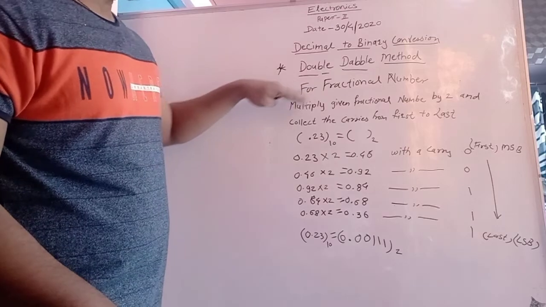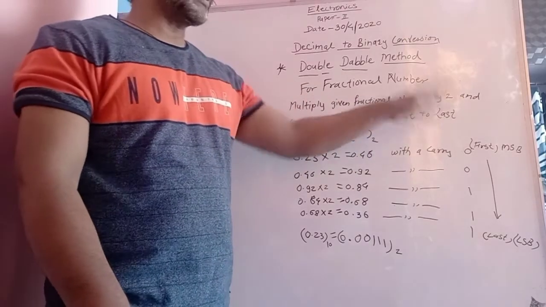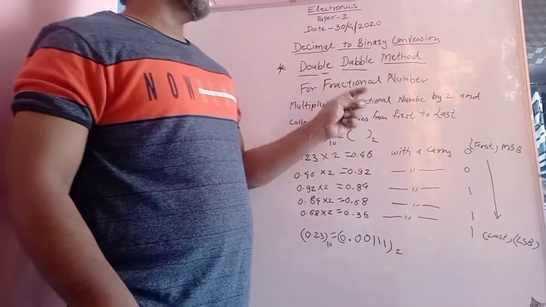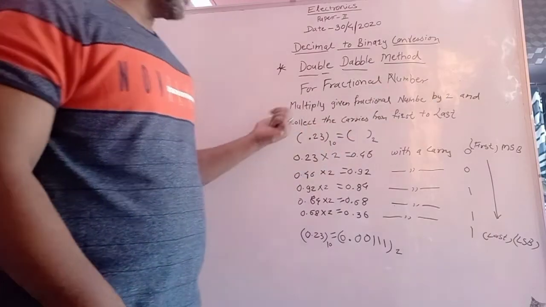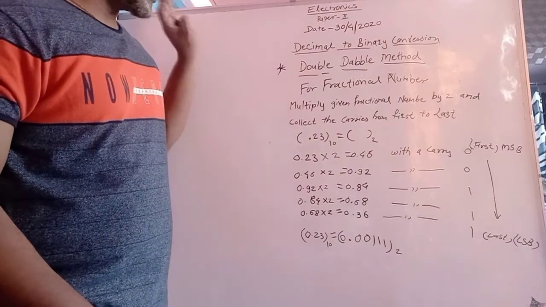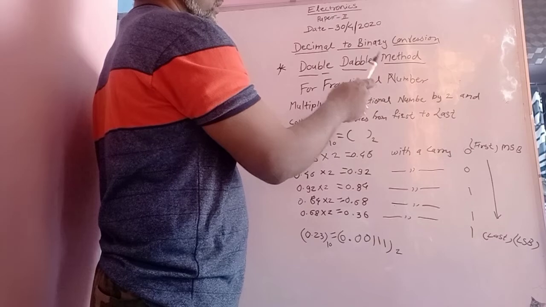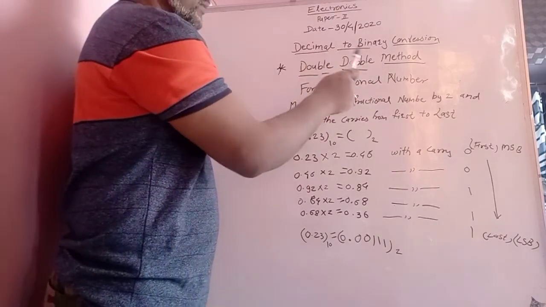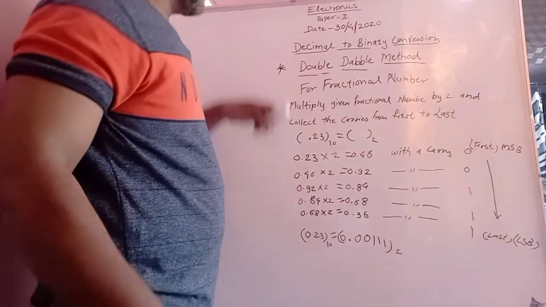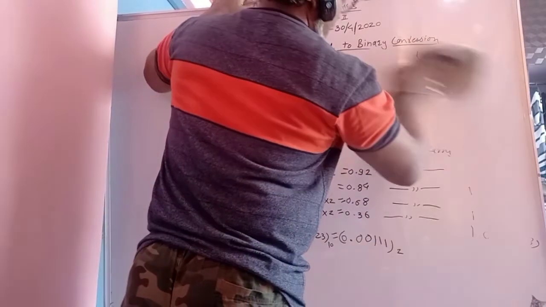For the fractional part, you have to multiply the given fractional number by 2 and collect the carries from first to last. For the integer part, divide the given integer part by 2 successively and collect the remainders from last to first, the opposite. So you get this method, the double method, for integer and for fractional. Okay, so you get that. I will give some examples, you try for yourself.